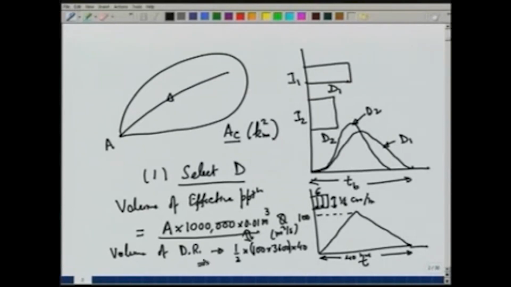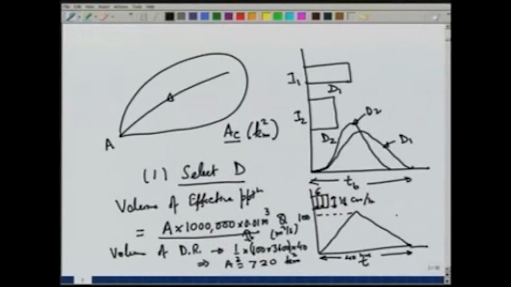And if we equate these two, then the area of the catchment comes out to be 720 kilometer square. So, this tells us that the area under the direct runoff hydrograph and the volume of rain falling over the catchment should be equal. So, that gives us an idea of sketching the hydrograph in such a way that the area matches with the catchment area. To select the duration, we have to select what is the best or most likely duration of rainfall over the catchment.